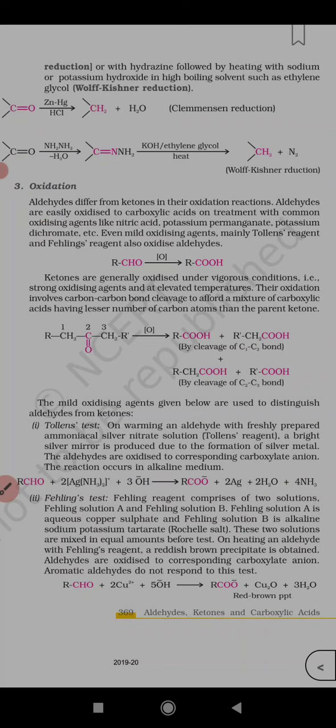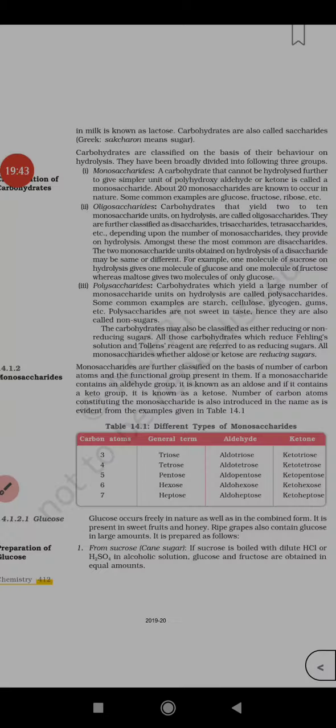So now let's come back to the chapter Biomolecules. Let's talk about monosaccharides. Let's talk about the introduction of monosaccharides, then the preparation of glucose, and all about glucose we'll discuss in the next video. Monosaccharides are further classified on the basis of the number of carbon atoms and the functional groups present in them.